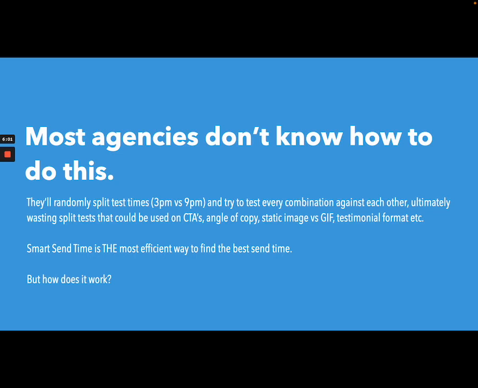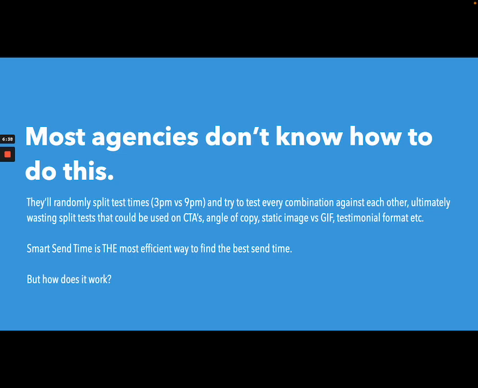They try to test every combination, and ultimately wasting split tests that could be used on more call to actions, bigger buttons, different colors, angle of the copy that you're doing, static images versus GIFs within the email itself, maybe video testimonial versus image testimonial, like these types of things, because once you've done this process, you won't need to split test times anymore. And, as I say, frees you up to test other things that will bring more of an ROI. So yeah, Smart Send Time is the most efficient way to find the best send time.